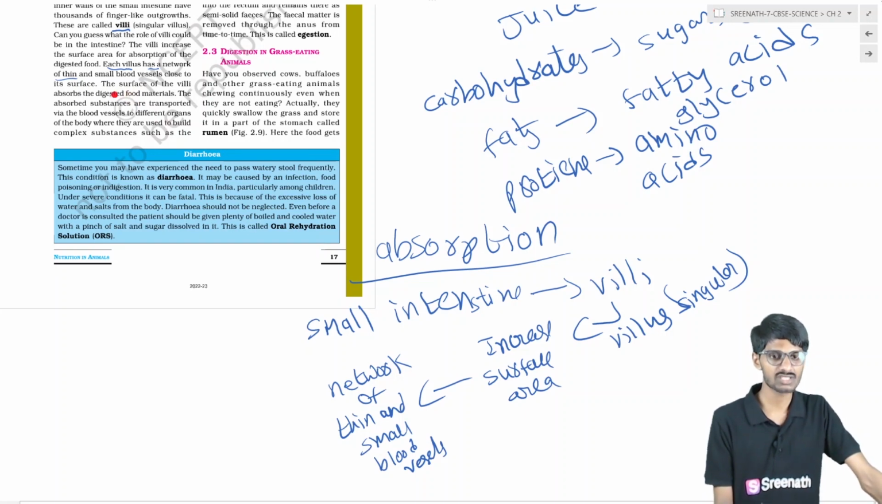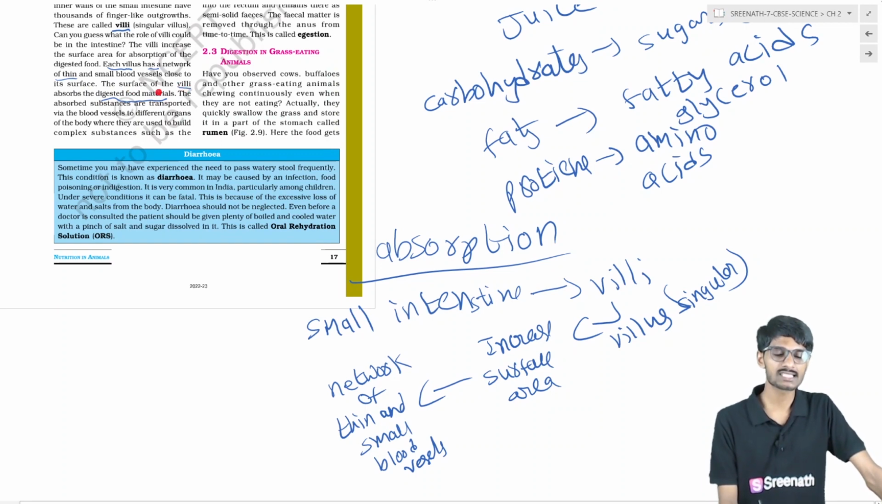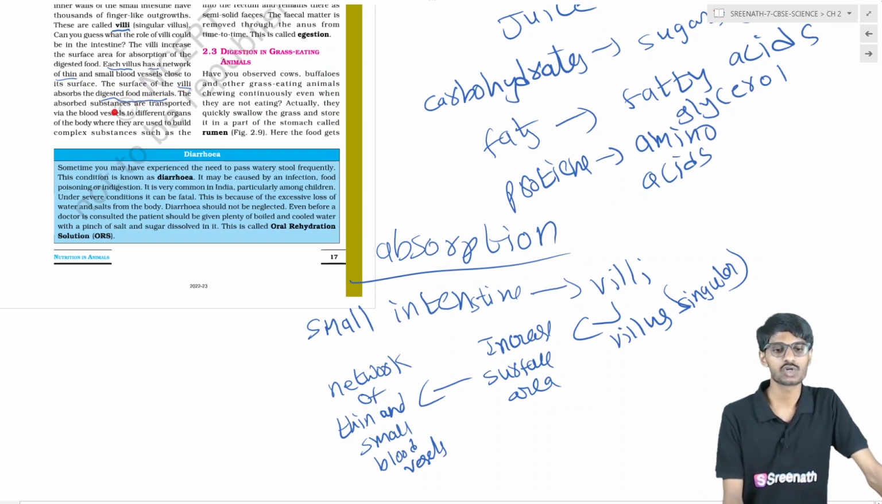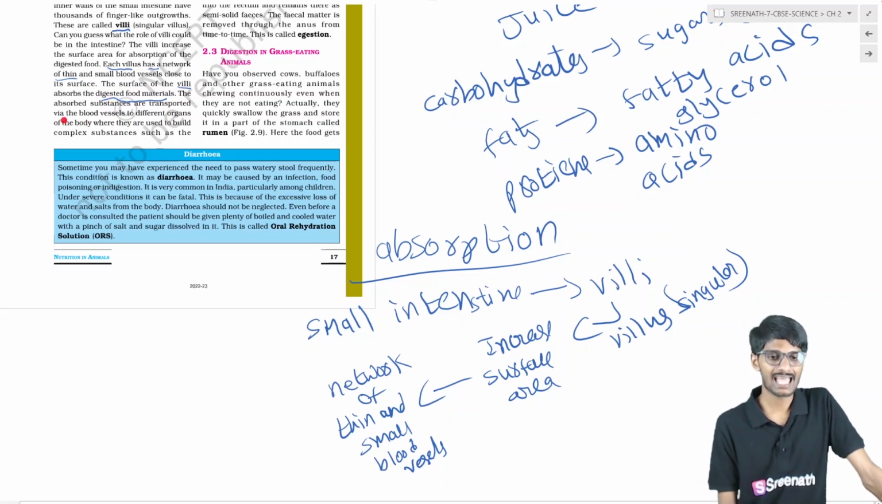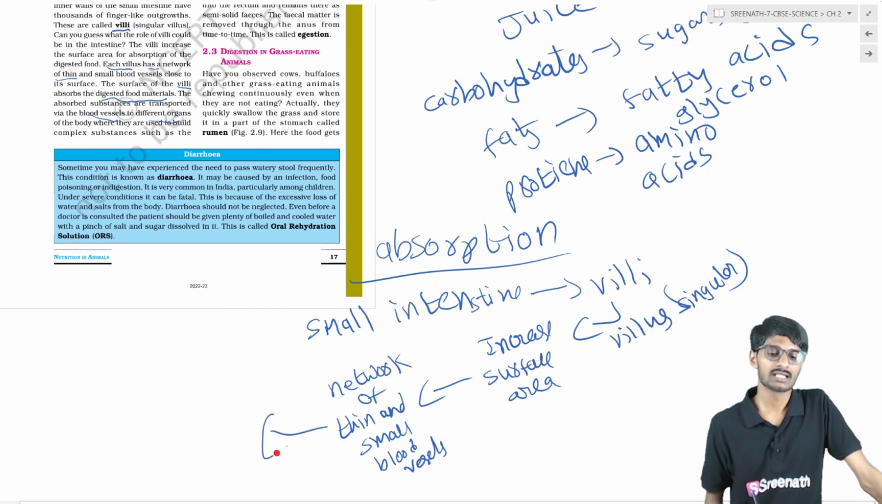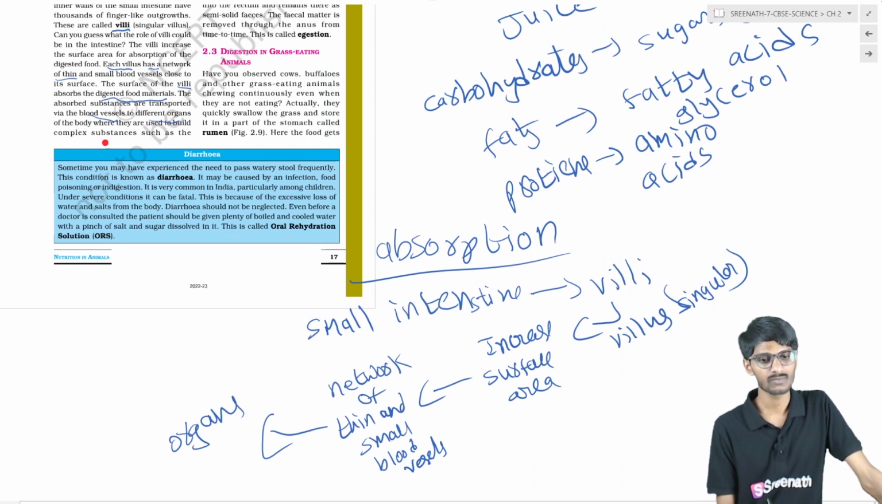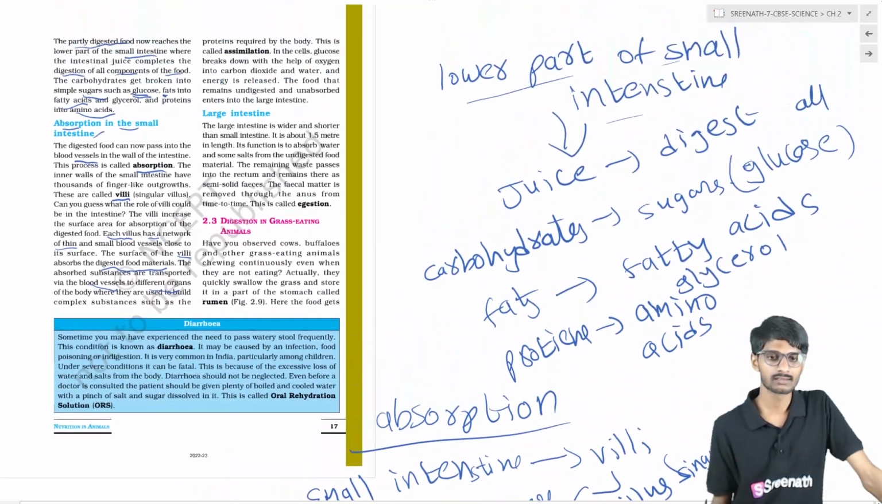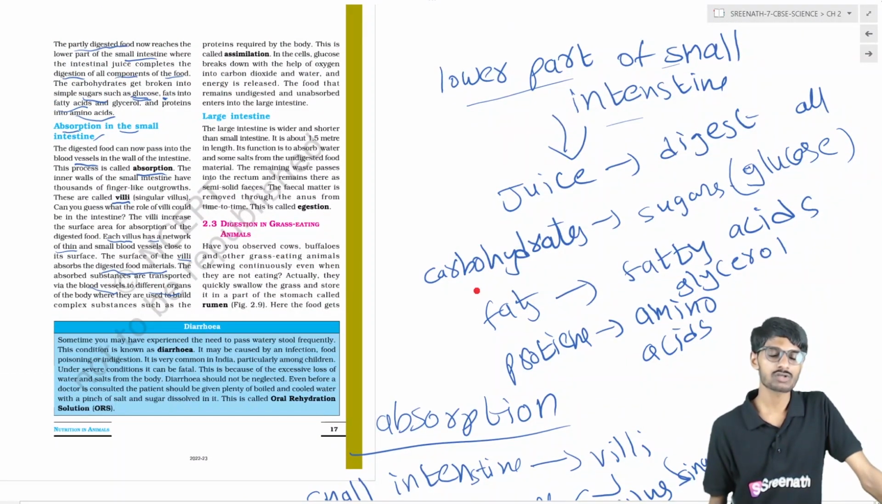What happens? The surface of the villi absorbs the digested food material. The absorbed food materials are transported to blood vessels and to different organs. So the villus, having this network of thin and small blood vessels, will absorb the food materials and send them to the blood vessels and finally to the different organs, students. In this way the process is going on.